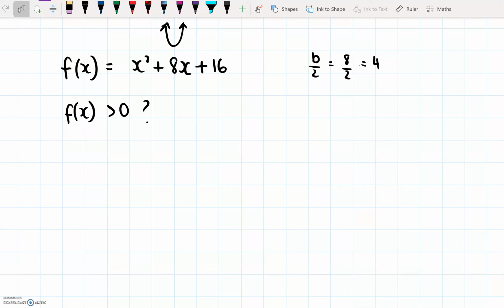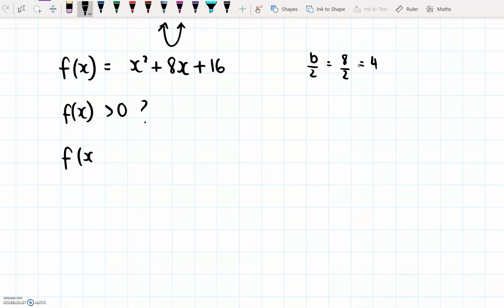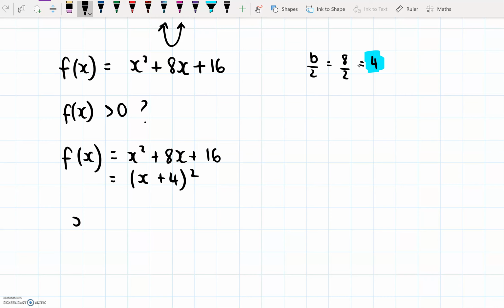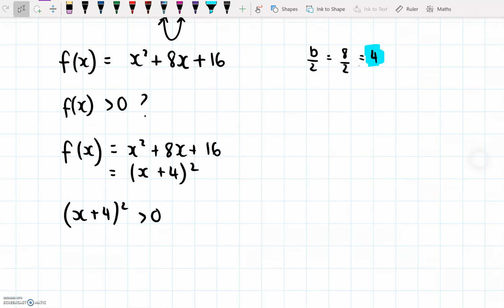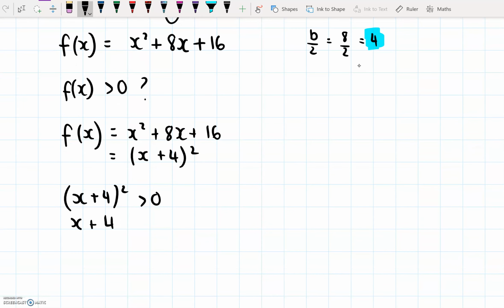Let's firstly factorize it. So f(x) is equal to x squared plus 8x plus 16. We can factorize this thinking about what we wrote back up here. You wouldn't normally have done that beforehand. I just did it to show you what that last value would be. We know that this is going to be (x plus 4) squared. So we have (x plus 4) squared is greater than 0. That means x plus 4 equals 0, so we don't have to write them both. So x is equal to -4. That's going to be our point.